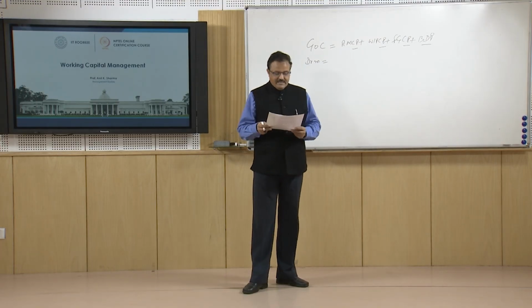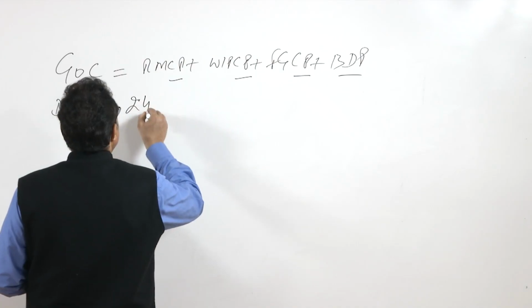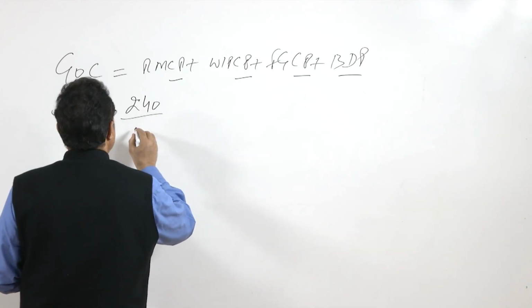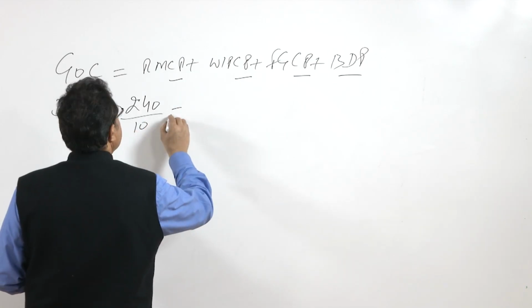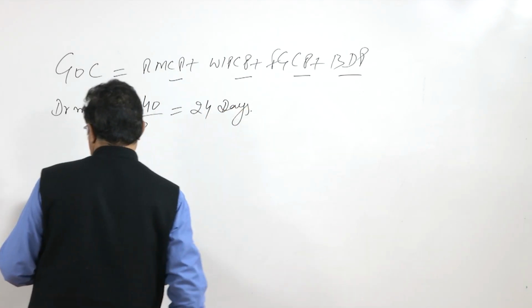The formula requires average stock of raw material divided by average raw material consumed per day, and you are also given the average raw material consumed per day, which is 10,000 kgs. So DRM is 240 divided by 10. How many days does this duration work out as? 24 days.